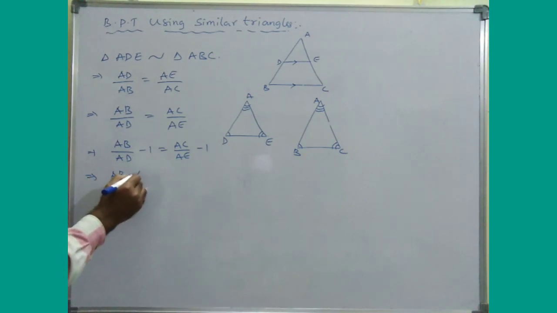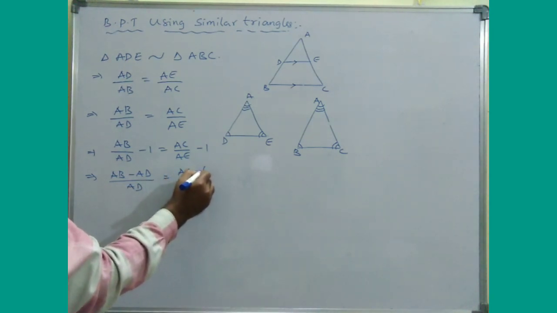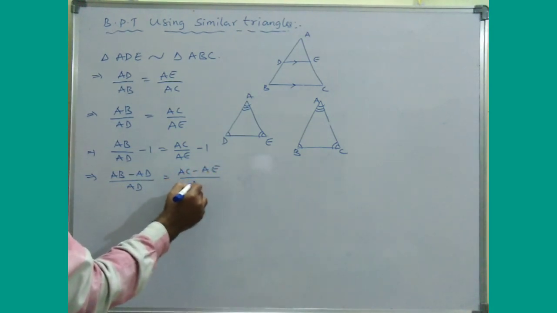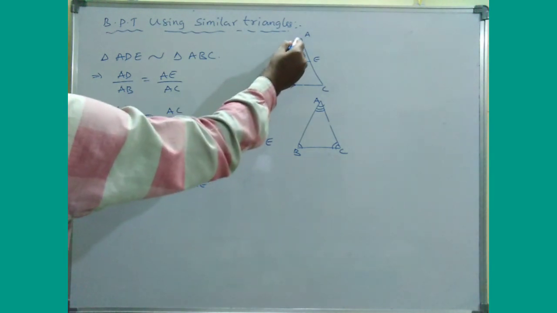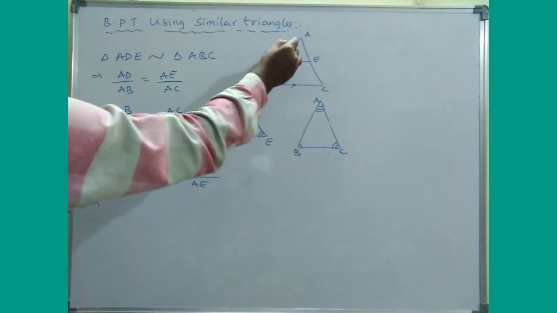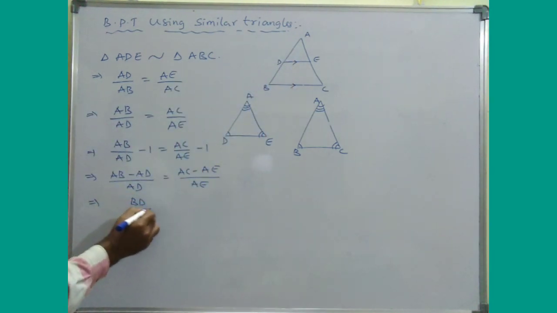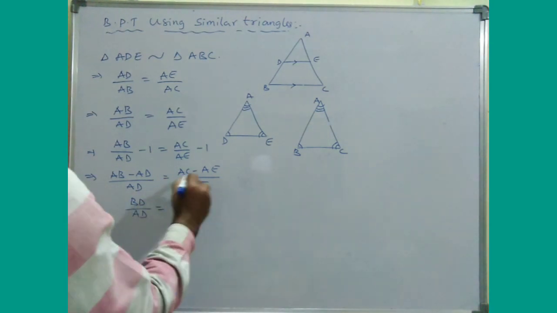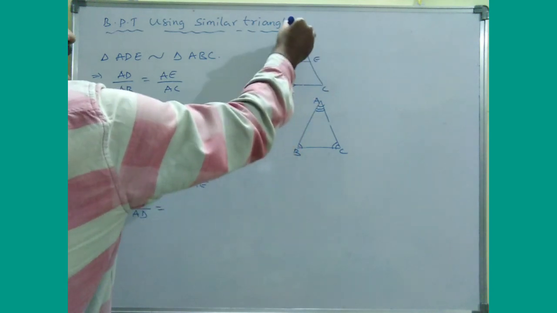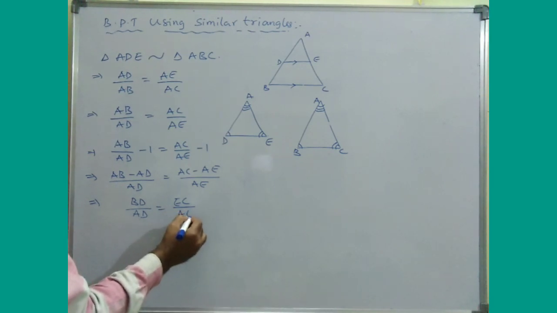So taking LCM. Okay. Now you see from this triangle, AB minus AD. AB is the entire length. From that, if you subtract this AD length, hence we'll get BD. So BD by AD is equal to, in the same way, entire AC minus AE, which is equal to EC by AE.